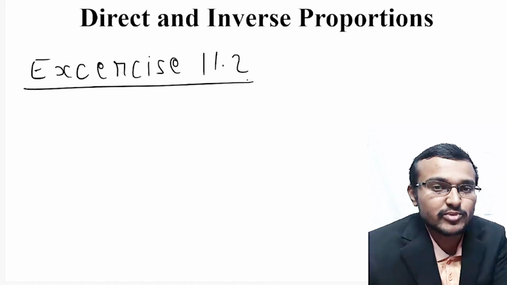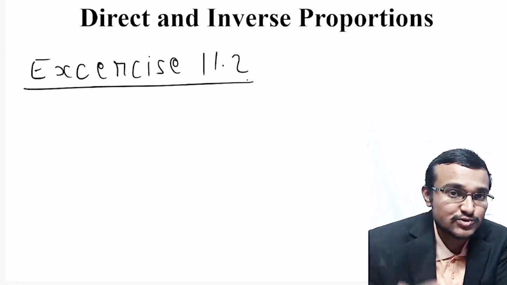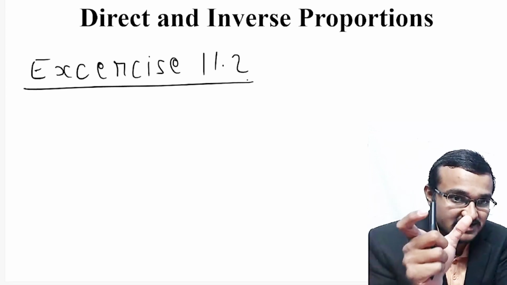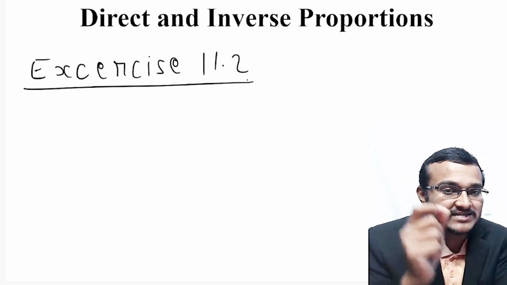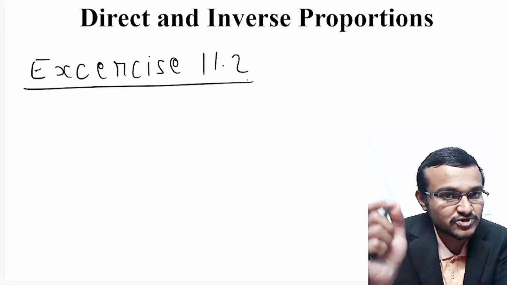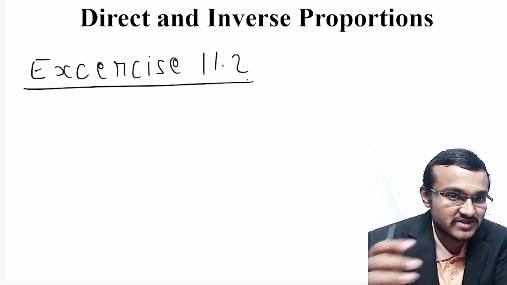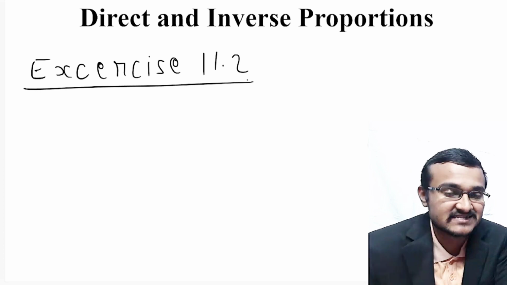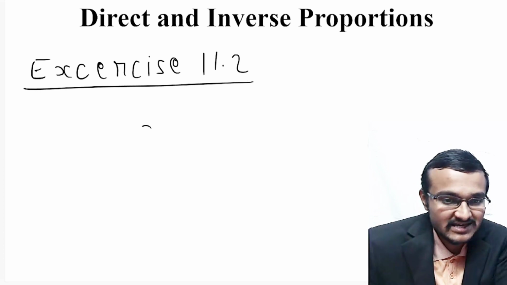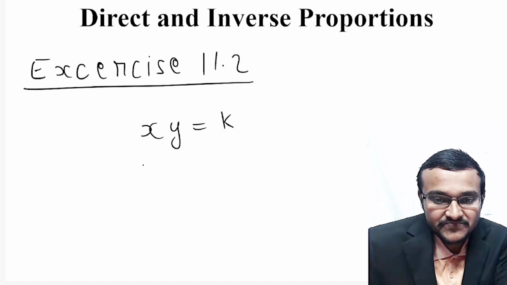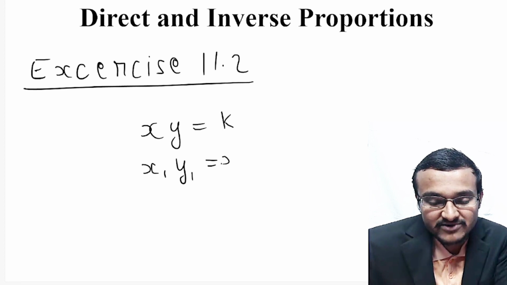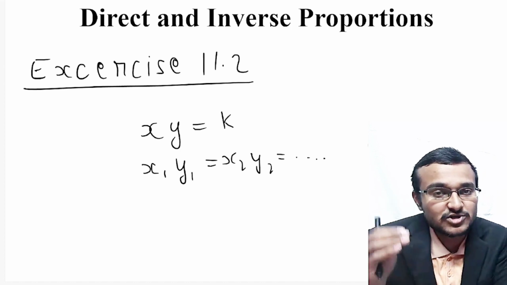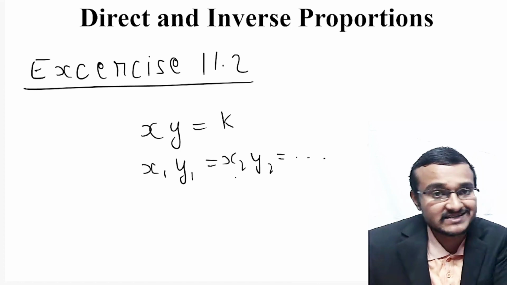In exercise 11.1, throughout the exercise you used x by y is equal to k. That is actually the x is equal to ky relation. Based on that relation, you established x1 by y1 is equal to x2 by y2 is equal to x3 by y3, and based on that, you calculated different x, y values. Here, in inverse proportion, in exercise 11.2, you should use the equation xy is equal to k, and you should use the relation x1 y1 is equal to x2 y2, and it goes on like this. This relation you will be using in exercise 11.2.